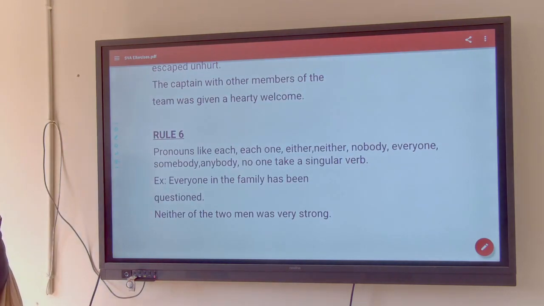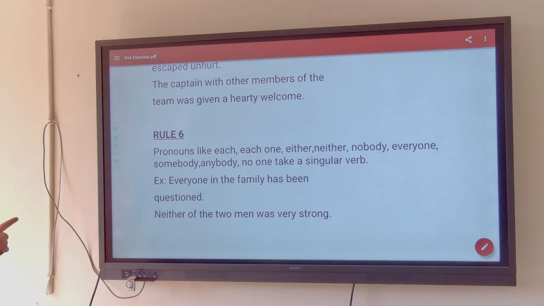There are certain pronouns which we use as a collective noun. Example, everybody, anybody, anyone, nobody. So here we consider that as a singular identity. Everyone we consider as a singular identity. Anyone, again we're counting them as a singular identity. So here we will use a singular verb. So everyone in the family has, is a singular verb.